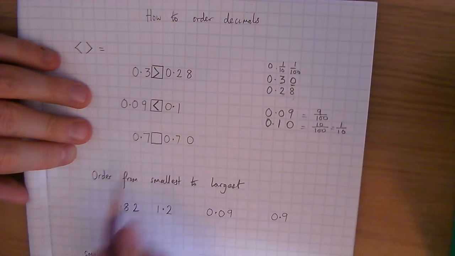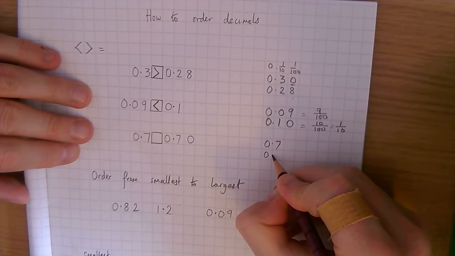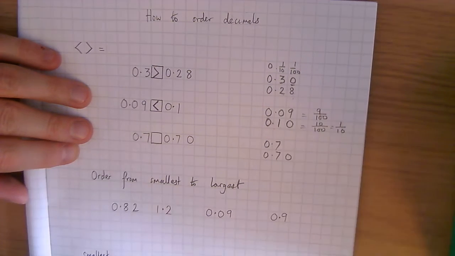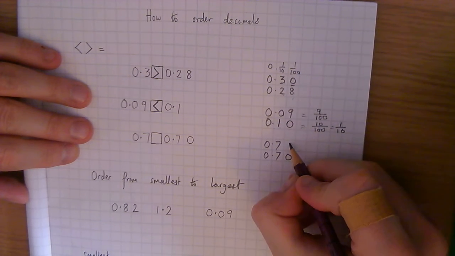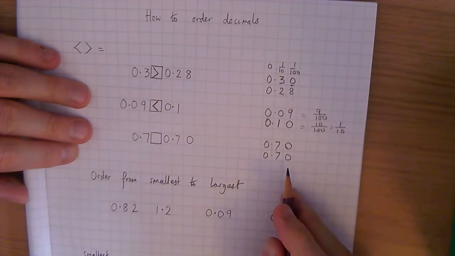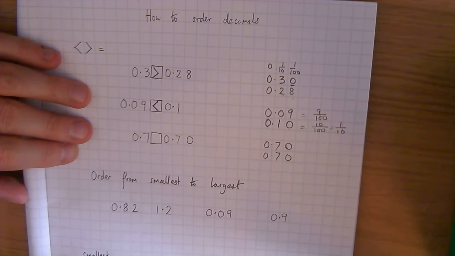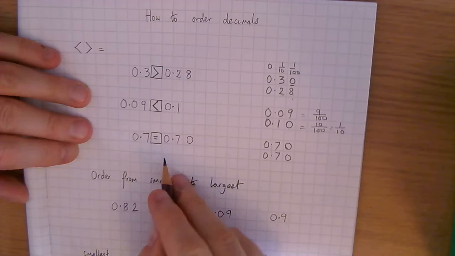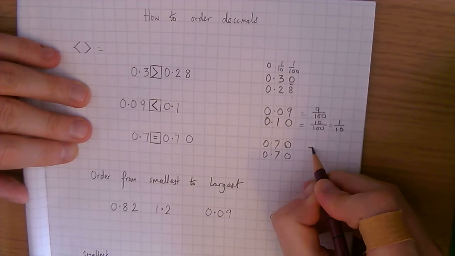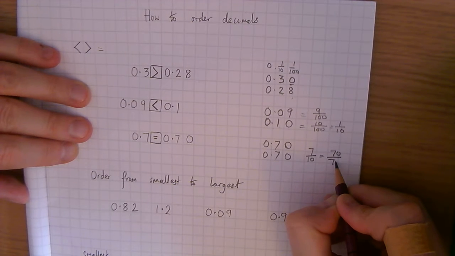And finally, 0.7 versus 0.70. I start here, the zeros are the same, and I go to the next column, and they're the same. I put in my 0, and they're the same. So look, we've got 70 hundredths is the same as 70 hundredths. So 0.7 is the same as 0.70. So these two are equivalent. Because what we're really saying here is that 7 tenths equals 70 hundredths.